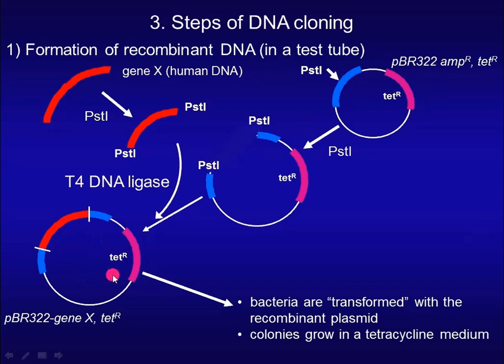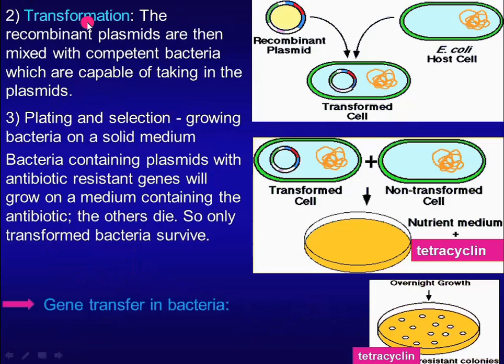The next step is transformation. The recombinant plasmids are mixed with competent bacteria that are capable of taking in plasmids. The third step is growing the bacteria on the solid medium, which contains antibiotics. Bacteria containing plasmids with antibiotic-resistant genes will grow on the medium. The others die. Therefore, only transformed bacteria survive.